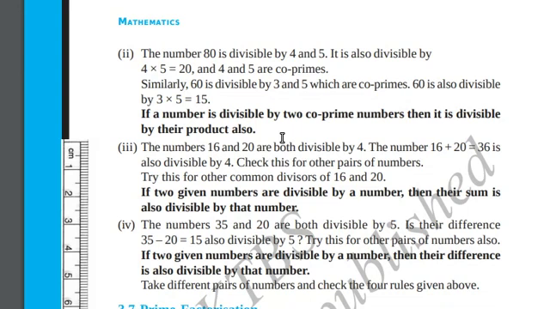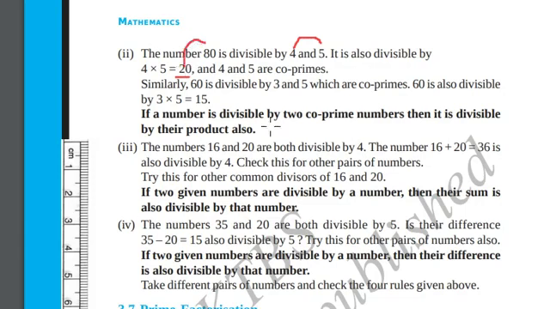If a number is divisible by two co-primes, then it is divisible by their product also. 4 and 5 are co-primes because we don't find any common factors between these two numbers. The number 80 is divisible by 4 and 5. 80 divided by 4 is equal to 20, and 80 divided by 5 is equal to 16. When we multiply 4 times 5, we will get 20. Even 20 divides 80.